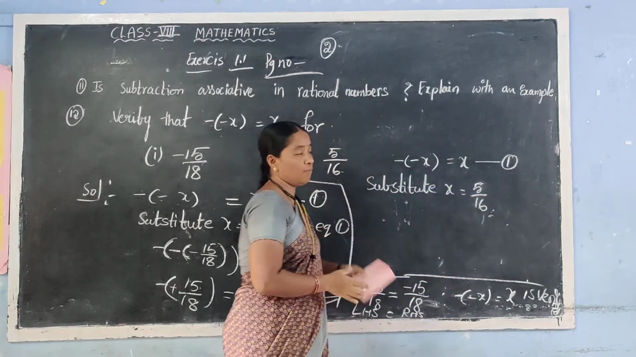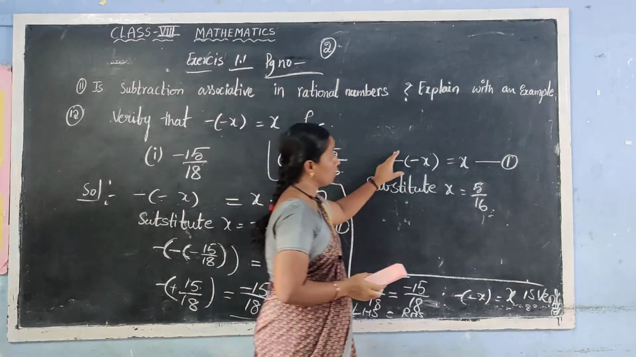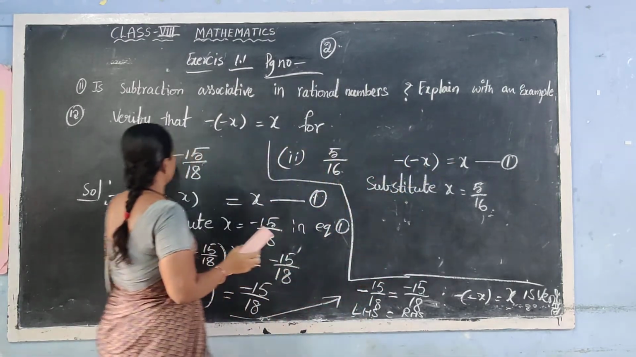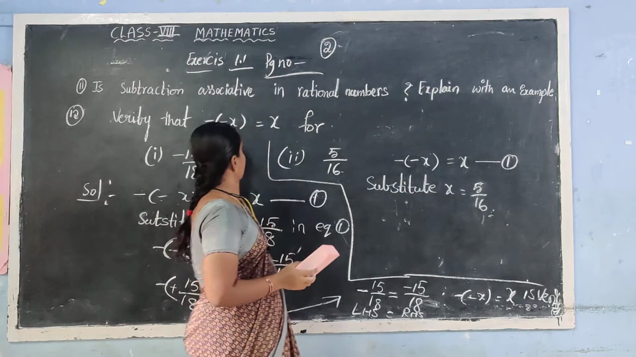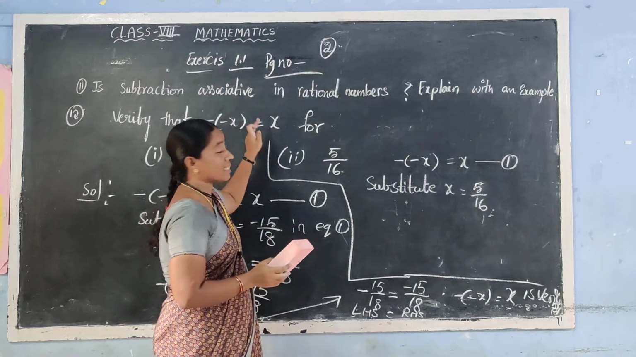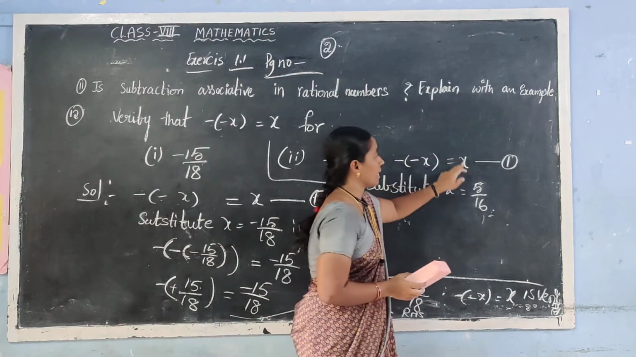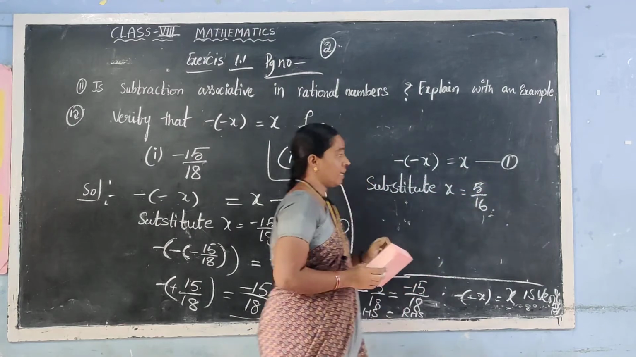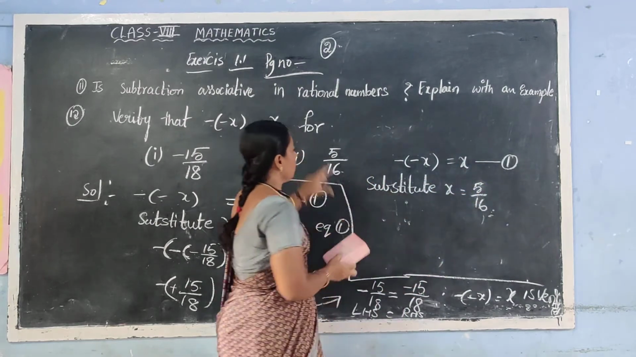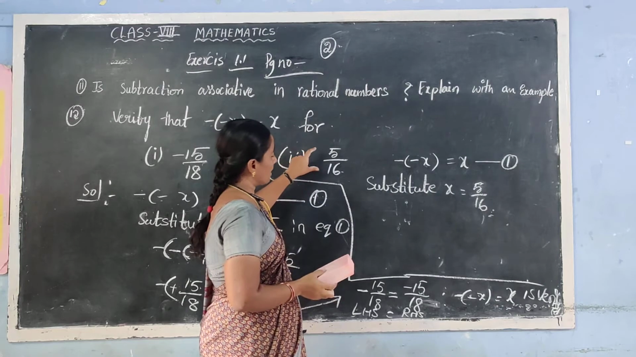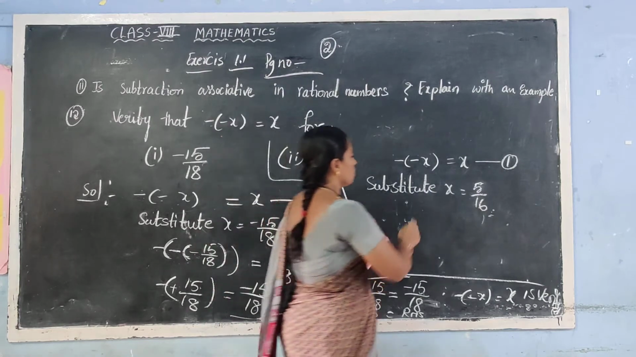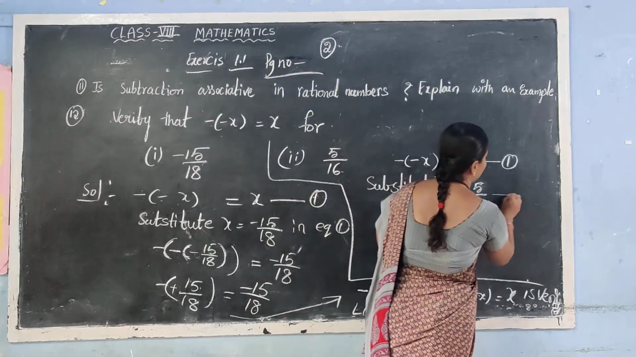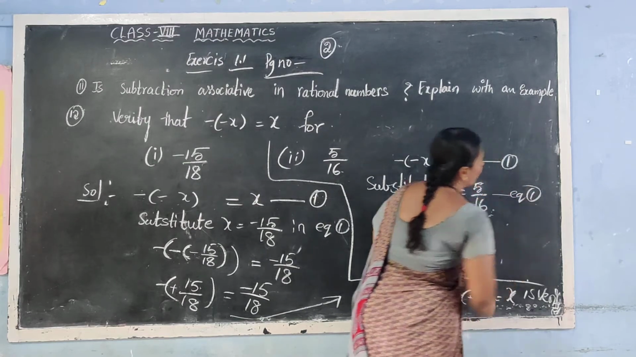For each sum we have to do like this. First we have to write what is given, that is what they are asking: verify minus of minus x equals x. We consider that as equation 1. Now substitute whichever fraction they are asking to substitute. So substitute x equals 5 by 16 in equation 1.